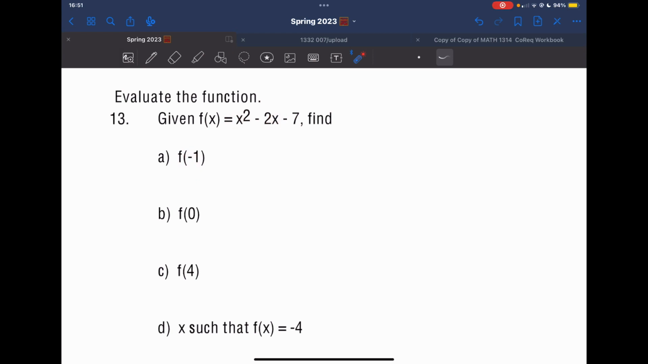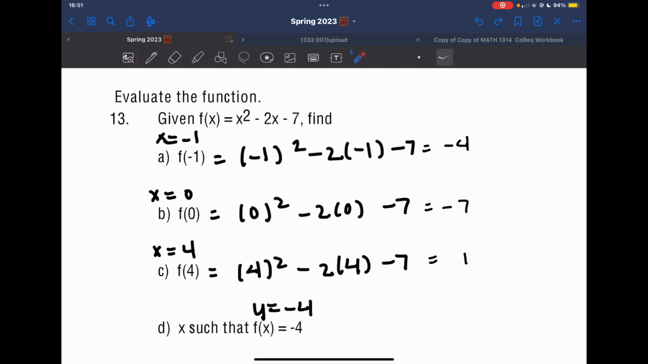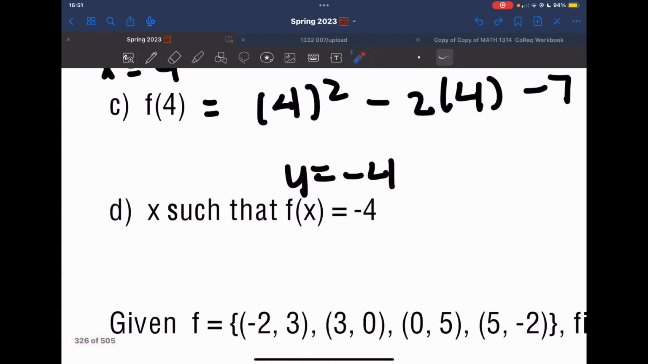Let's see what that looks like. We're saying that x equals -1. When you substitute it in, your solution is going to be -4 for A. For B, x is 0. When you substitute that in, your solution is going to be -7. And for C, x is 4. Substitute that in, your solution is going to be 1. And then for D, it's different. You're going to need more space to see this.